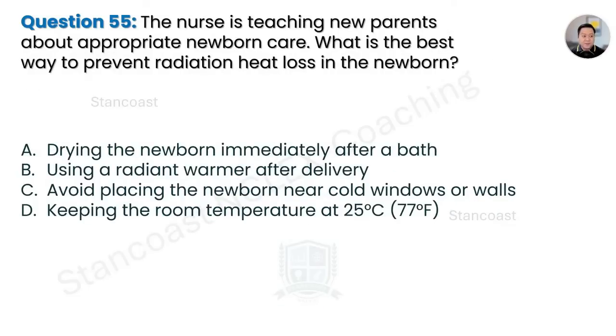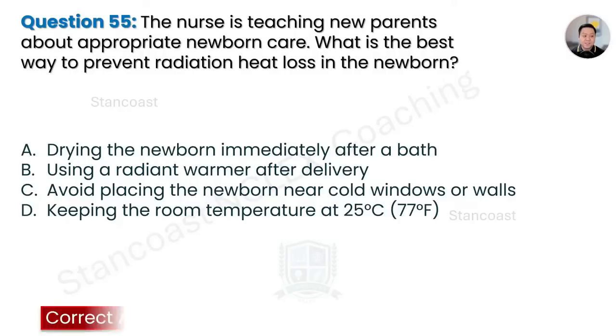55. The nurse is teaching new parents about appropriate newborn care. What is the best way to prevent radiation heat loss in the newborn? A. Drying the newborn immediately after a bath. B. Using a radiant warmer after delivery. C. Avoid placing the newborn near cold windows or walls. And D. Keeping the room temperature at 25 degrees Celsius or 77 degrees Fahrenheit.